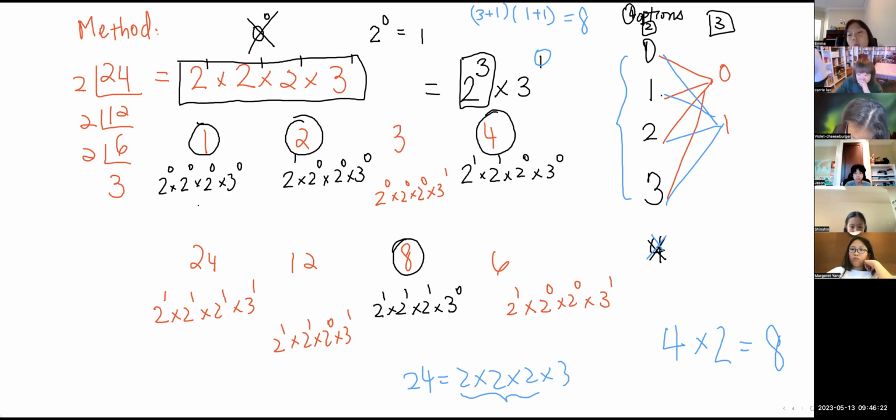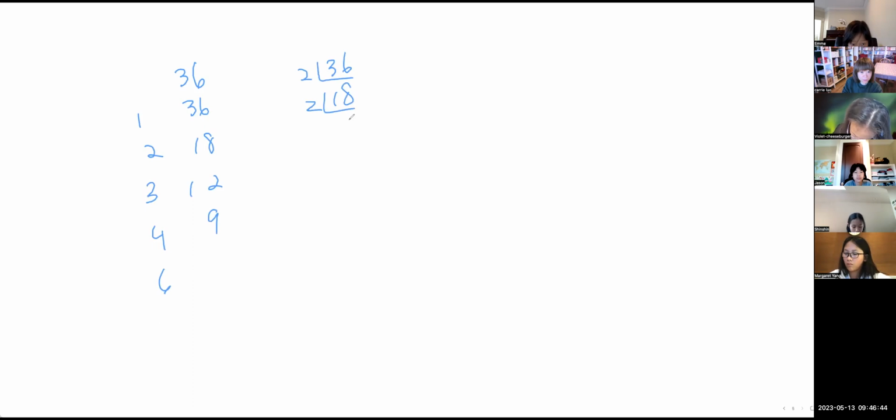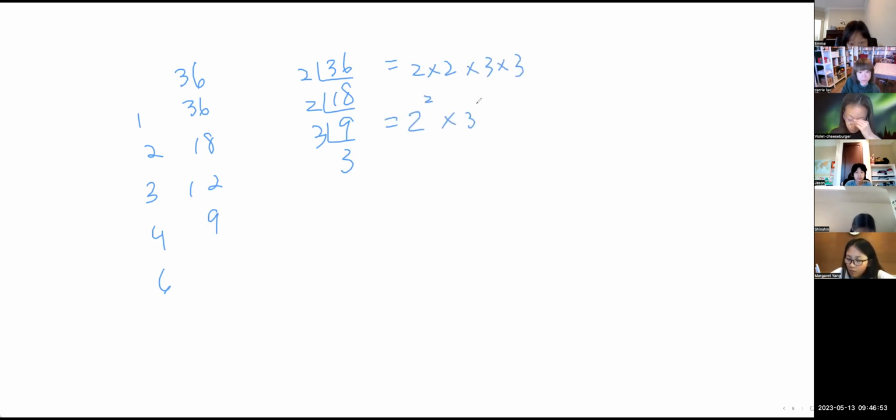Okay, everybody, if you finished, we're going to try to use it. So let's take a look at this one. Let's use 36 as an example. So we know 36 has how many factors? 1 and 36, 2 and 18, 3 and 12, 4 and 9, and 6, correct? So 1, 2, 3, 4, 5, 6, 7, 8, 9. So 36 equals what? 36 has 2, 2 and 3, 3, right? So 2 squared times 3 squared.